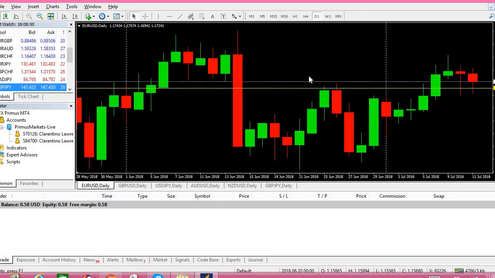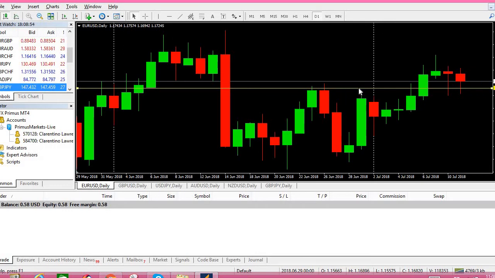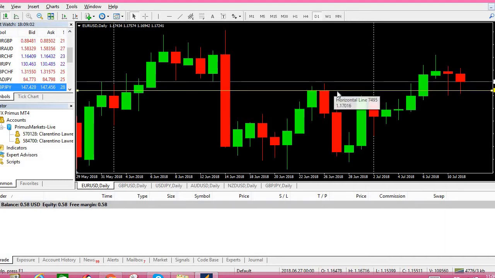What do we see here? This is a strong level here. This is a reversal level in the daily chart for the Euro. Euro USD daily, meaning every time the price reaches this level, it reacts. This is an important market daily chart.